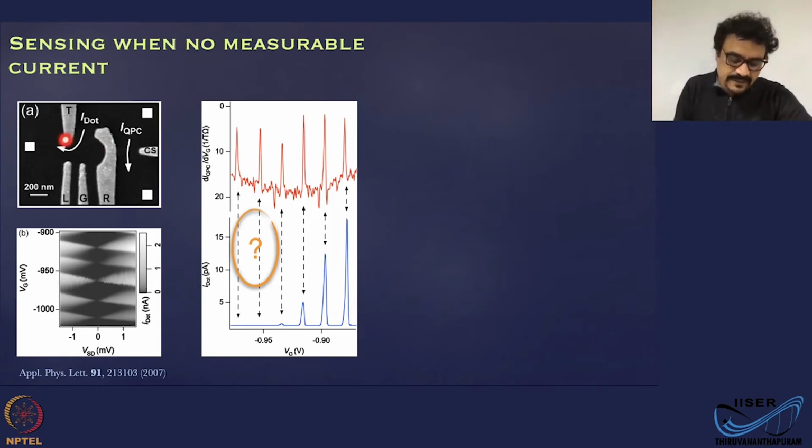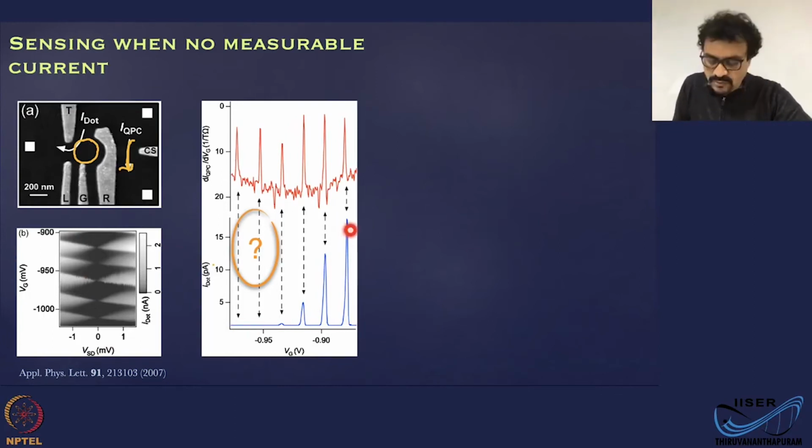So this is a SEM image, scanning electron microscope image of the gate structure, and when you energize these gates, you are going to get a quantum dot in this region. Okay, and there is a quantum point contact channel here. Okay, and these are the Coulomb diamonds, and these are the Coulomb blockade oscillations of the dot.